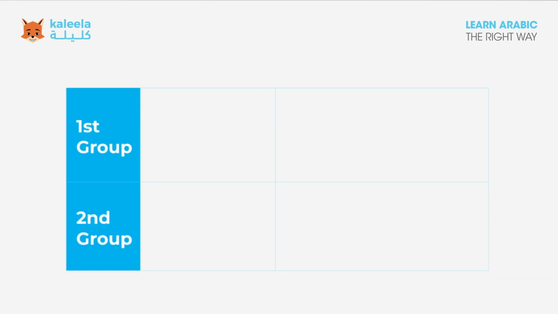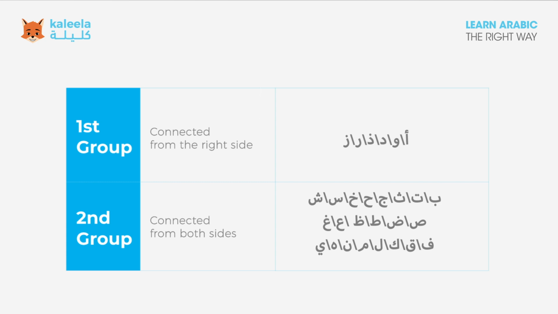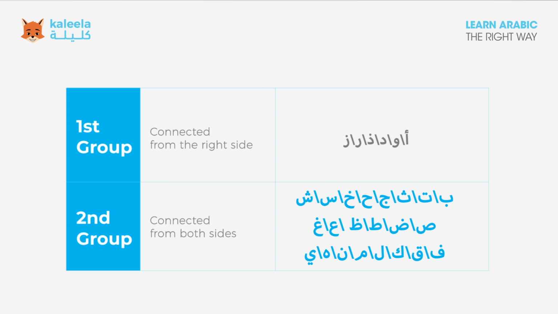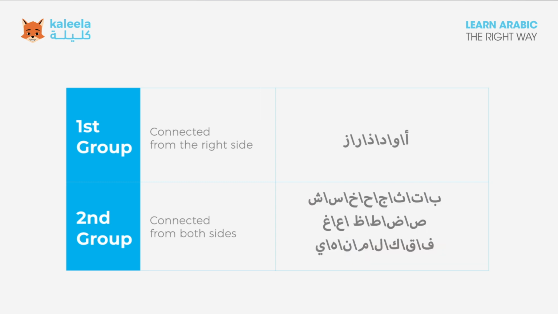Also, before we jump into the shapes, note that there are some Arabic letters that can only be connected from the right side, as shown in the first group, and the rest from both sides, as in the second group. And since we're talking about the letter Alif, it falls in the first group, the letters that can only be connected from the right side and not the left. Watch the video till the end to know how and why the Alif can be connected in some cases and disconnected in others. Now, let's take a look at its shapes depending on its position in the word.